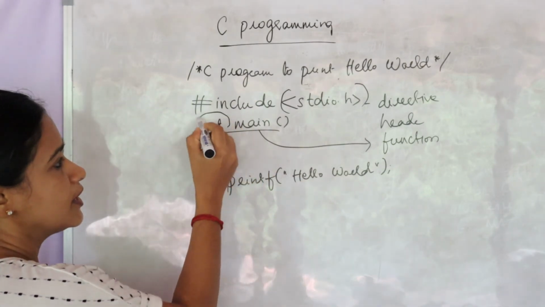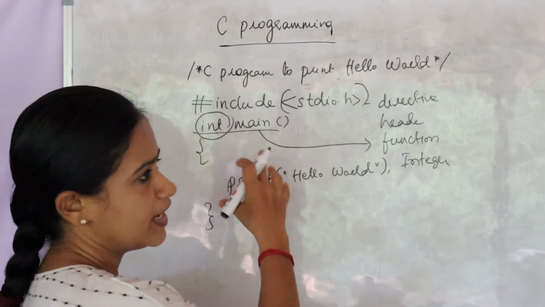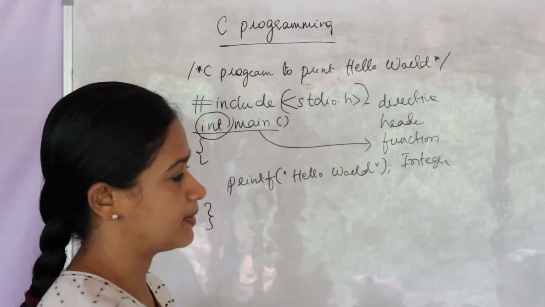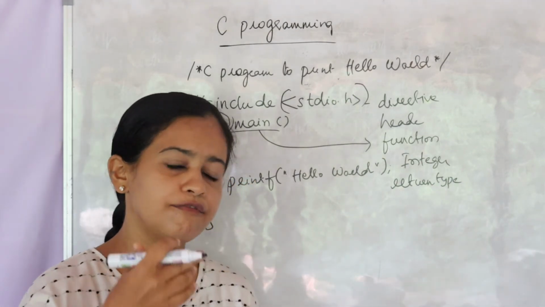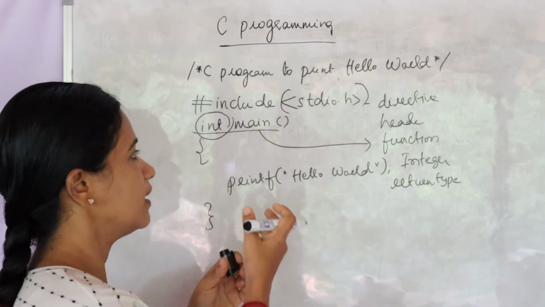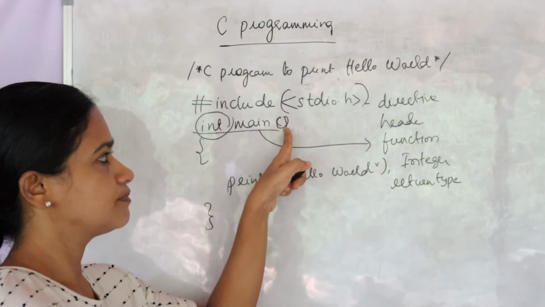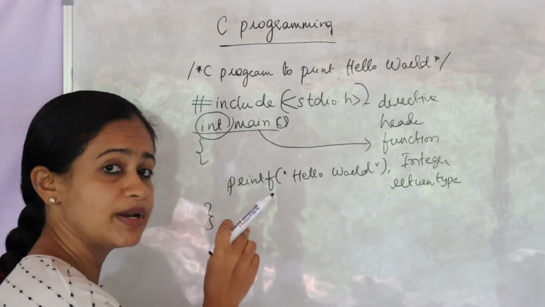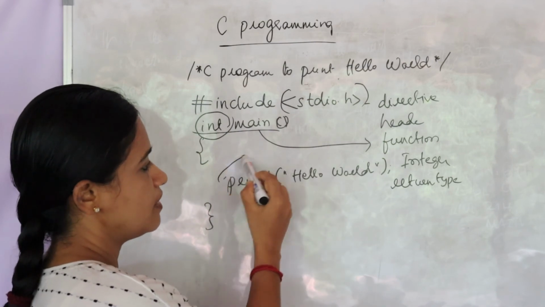Then I have here int. Int stands for integer. What is this int? Int is called the return type of function main. There are various types of return types. For the main function, this is integer. So I am writing int main. Then I have here a parenthesis. Then I have an open brace, which means I am opening the function. Then I am writing some instructions in the function.